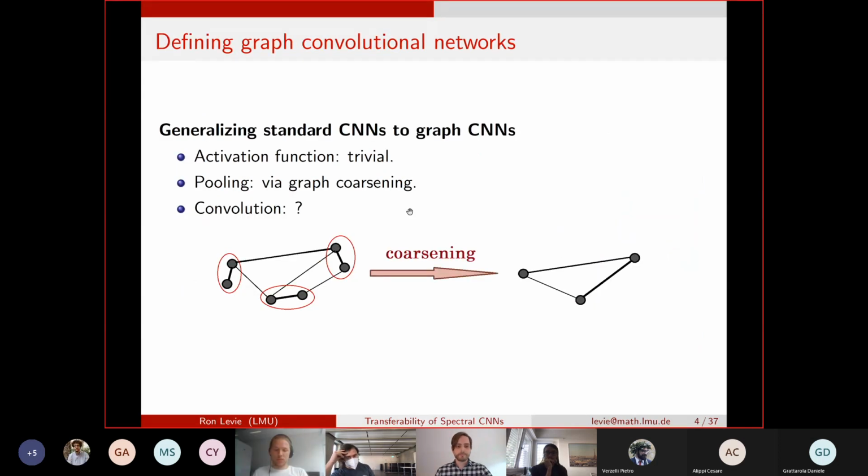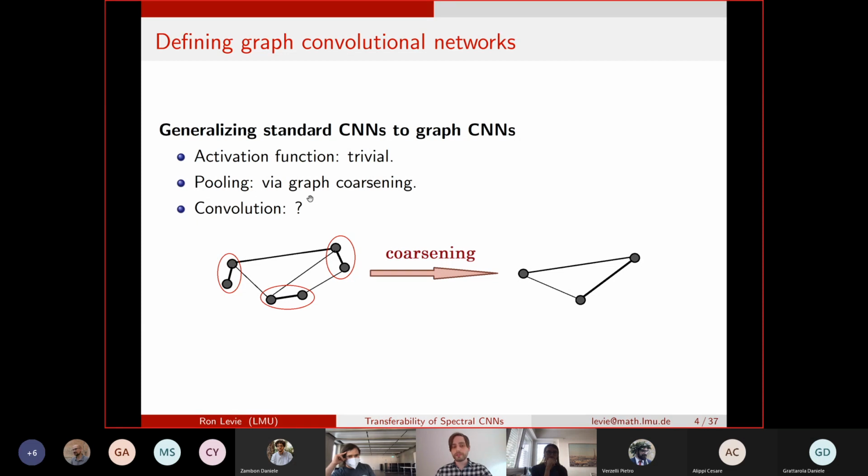Let's start again with the basics. If you want to generalize standard convolution networks and define graph convolution networks, you need to generalize three things. First of all, the activation function. But this is trivial because the activation function simply applies pointwise on the features. We also need to generalize pooling. This is done via graph coarsening.